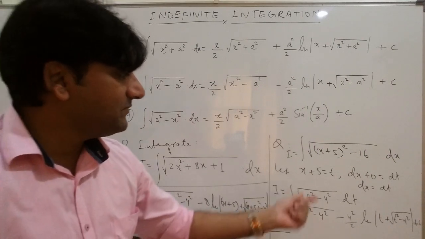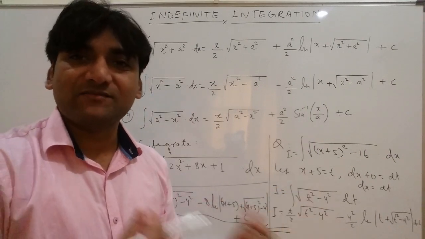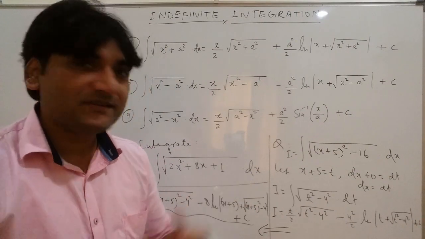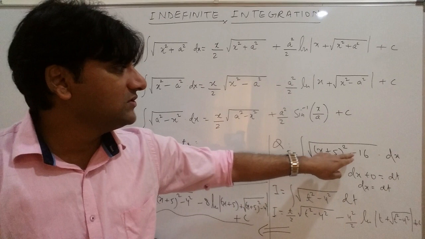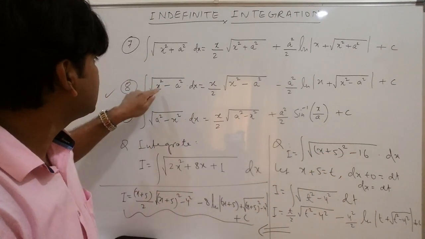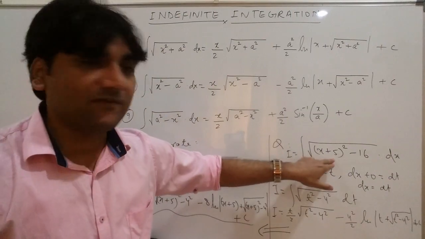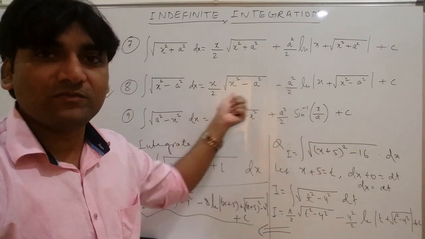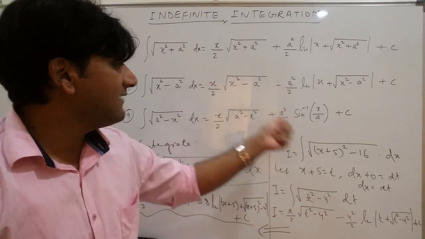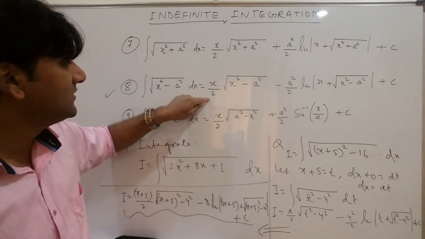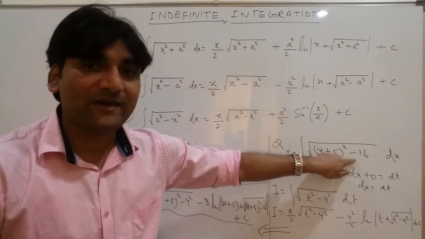Now we can skip this step, like x plus 5 assumption as t. We can skip this step. How? Let us understand. This is x plus 5 whole square minus x square, right? So instead of x, we have x plus 5. So we will use this concept, directly we will use the formula, but instead of x, I will use x plus 5. Like root x square minus a square, x over 2. So root x plus 5 whole square minus 16.